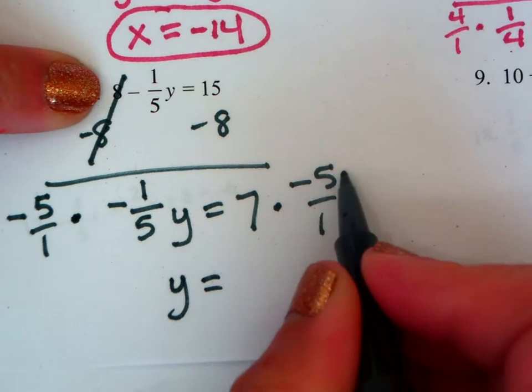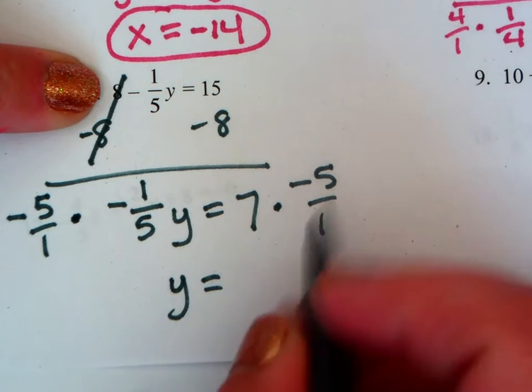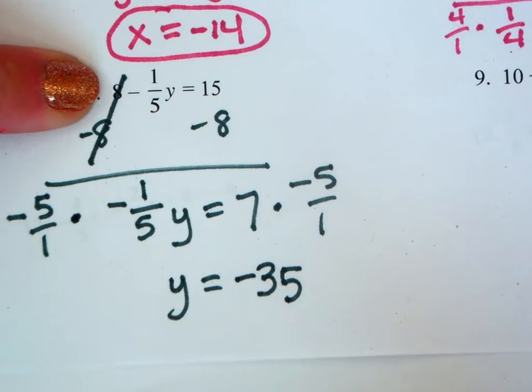Okay, and 7 times negative 5 is negative 35 divided by 1 is still negative 35. And if you had negative 35 over 1, that would be fine.